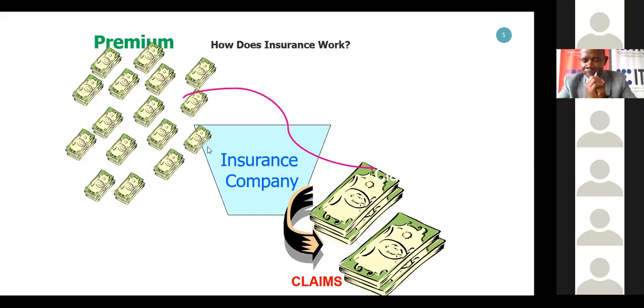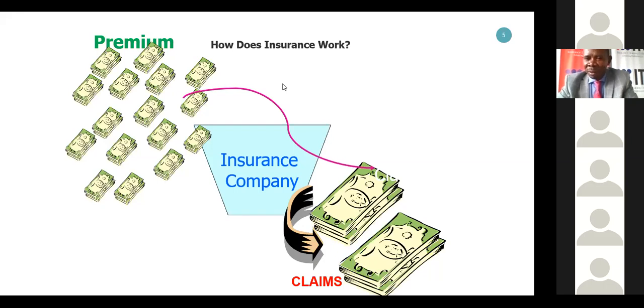The group of the... Rachel, are you there? Yes, sir. What is a common pool? Creation of a common pool. Yes. A group of people with the same risk. Mm-hmm.